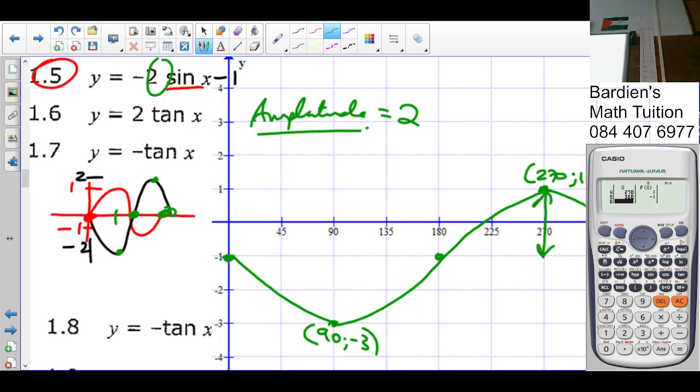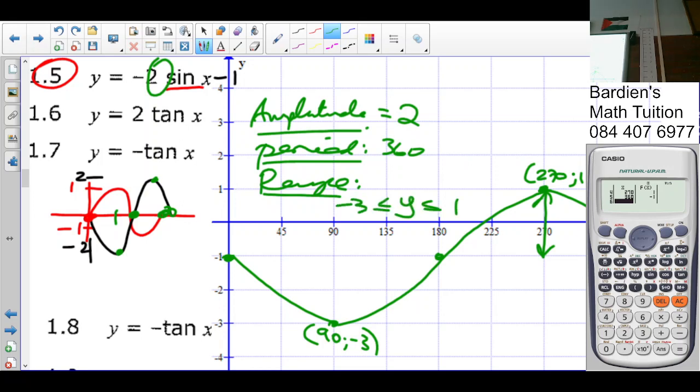Hence, that's what I told you earlier. What's the period? 360. What's the range of this graph? From minus 3 to 1. So y is greater than or equal to minus 3, but less than or equal to 1. Okay? Any confusion there?